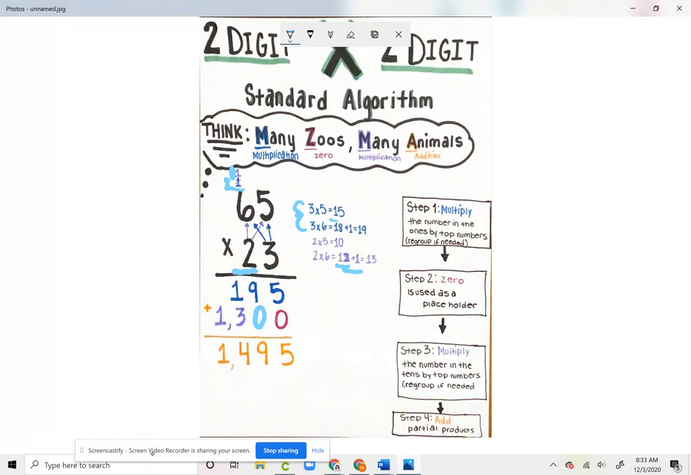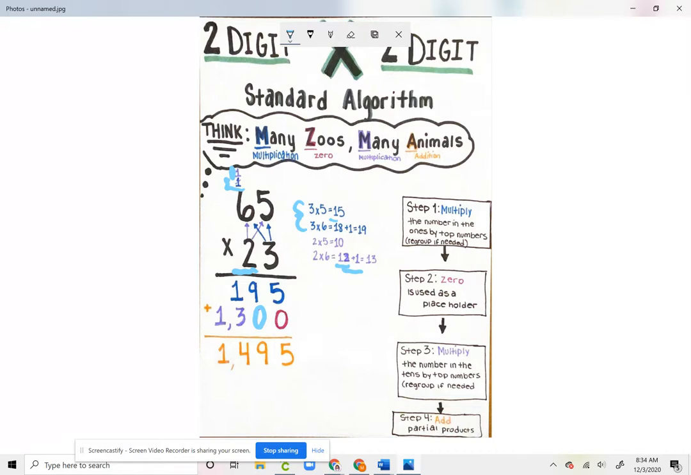Now my A in animal stands for addition. I need to add my partial products. So now I have 5 plus 0 equals 5, 9 plus 0 equals 9, 1 plus 3 equals 4, and 1,000 I can just bring down because there's no value to add to it. So 65 times 23 equals 1,495.